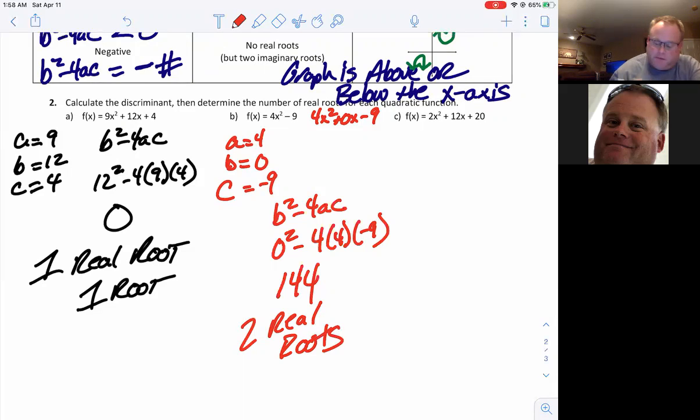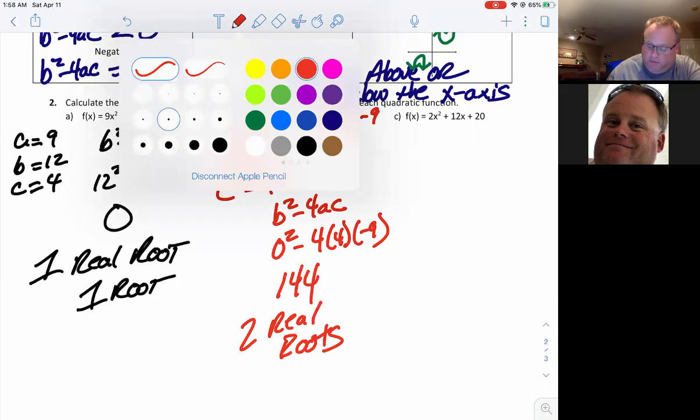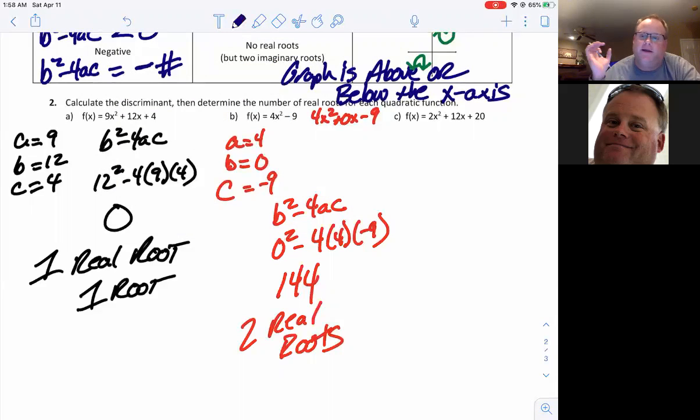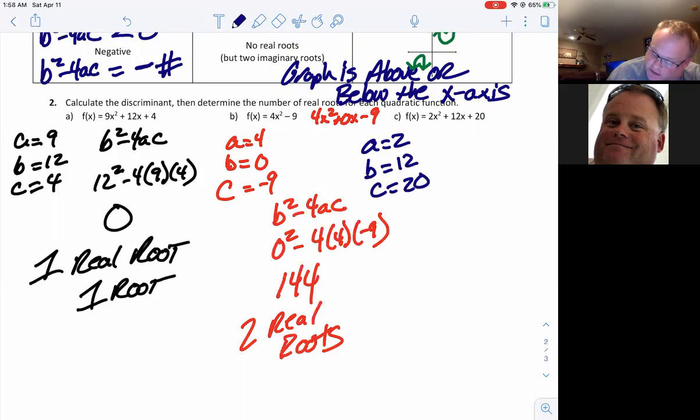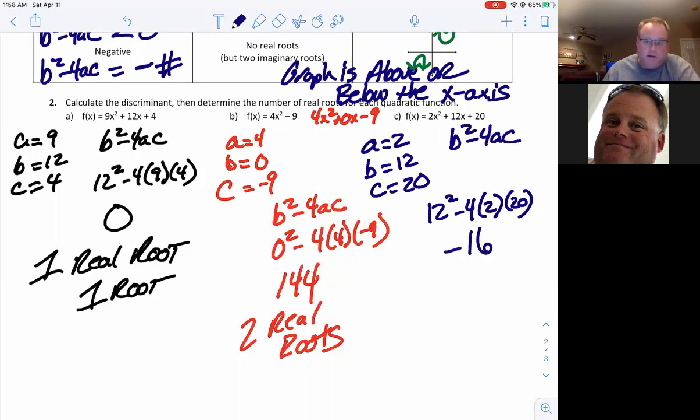Okay, 2 real roots. Last problem of the year goes right now. A is 2, B is 12, C is 20, B squared minus 4AC. So 12 squared minus 4 times 2 times 20 is a negative 16. So my answer to this is no real roots.